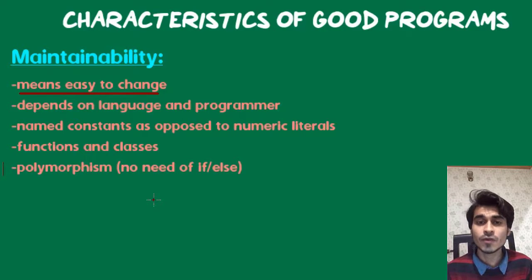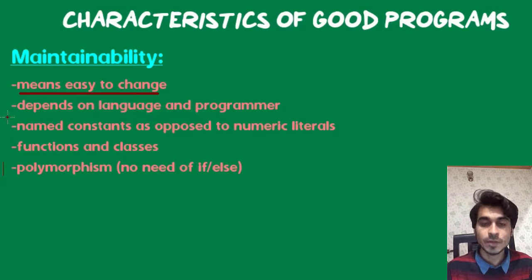In the upcoming videos, we will have plenty more lectures on classes, functions, and polymorphism. So for now, this is all good. You just need to understand that through polymorphism, functions and classes, we can have maintainability. And through named variables or named constants, we can also have maintainability.